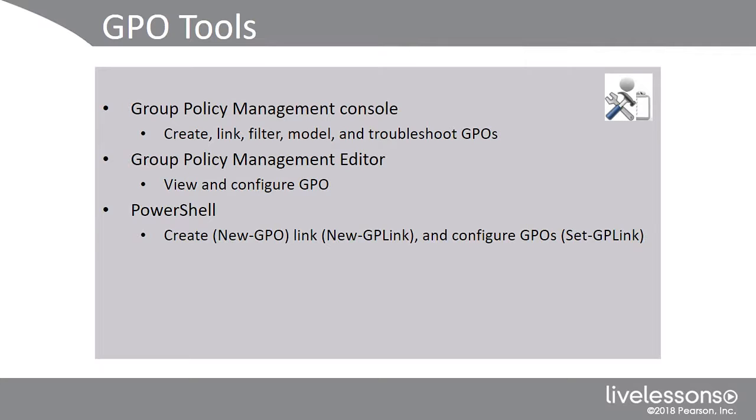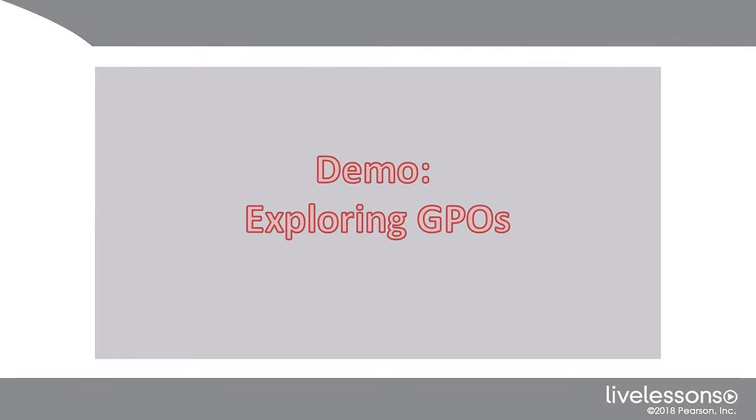I can view and configure GPOs, but notice I can't create or troubleshoot GPOs within the editor. And of course, we have PowerShell. We have create, which is the New-GPO. We have link, which is New-GPLink, and we can configure GPOs using the Set-GPLink. Let's pop out and explore the GPO characteristics that we just introduced.